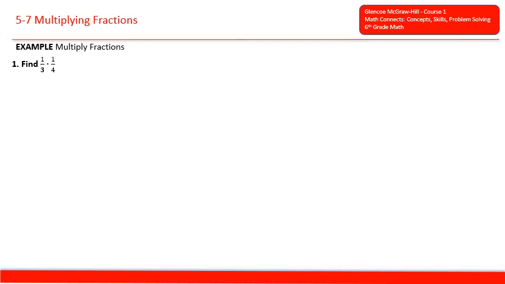Multiply fractions. 1/3 times 1/4. So 1/3 times 1/4, we'll multiply the numerators, 1 times 1. And then we'll multiply the denominators, 3 times 4. So if we multiply it out, we get 1/12.